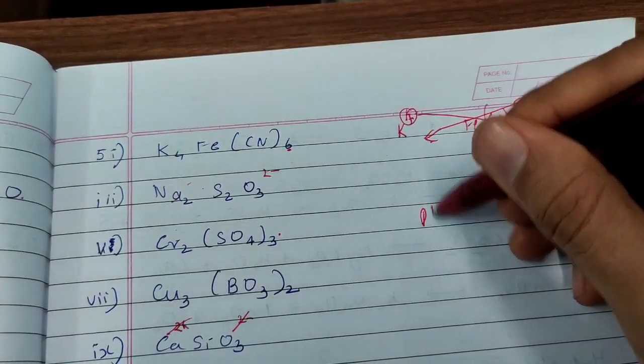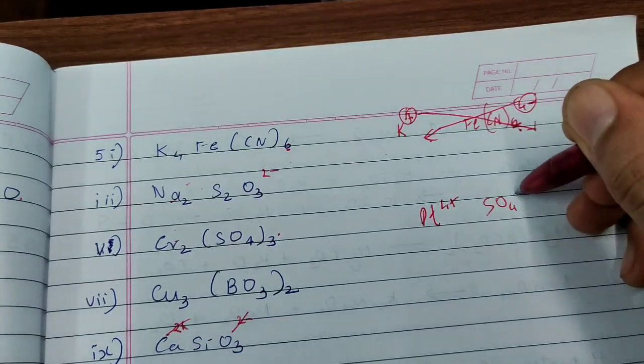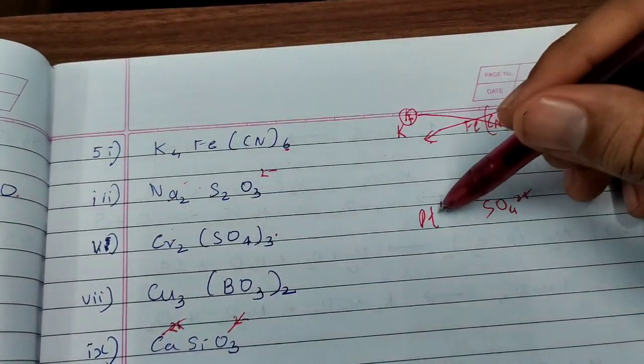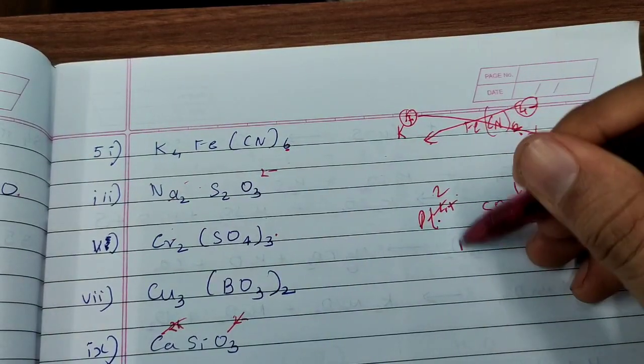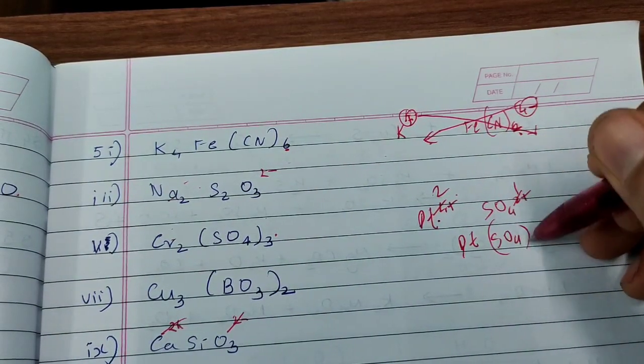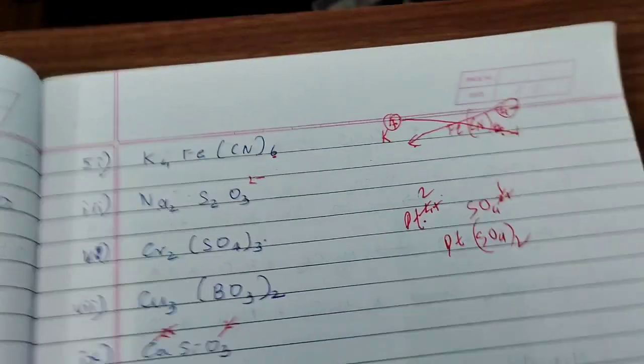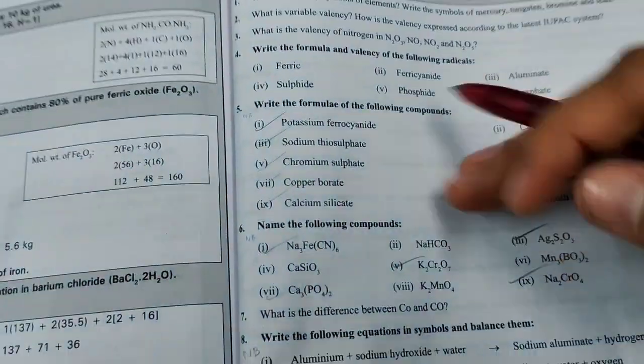What if it was platinum sulfate? Platinum also has variable valency. Let's say platinum 4 plus. Now again, it can be reduced. 2 1s are, 2 2s are. So the answer is platinum SO4 2 minus. Now the opposite, 6.1. The formulae are given and you write the names.